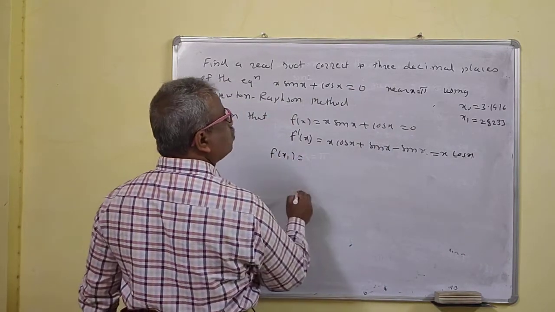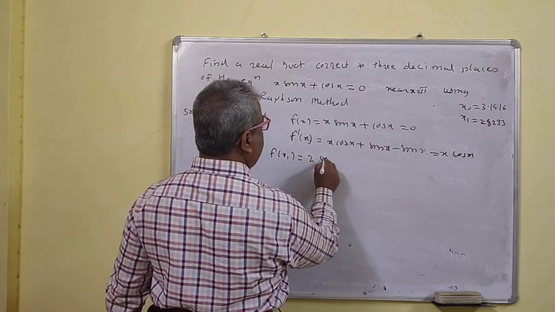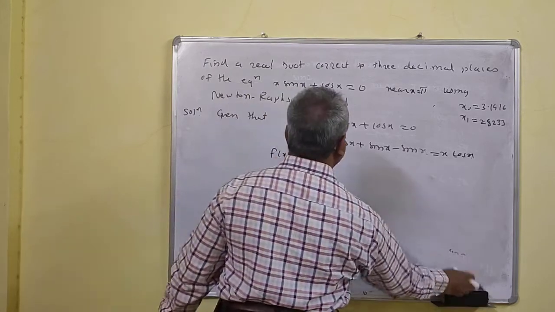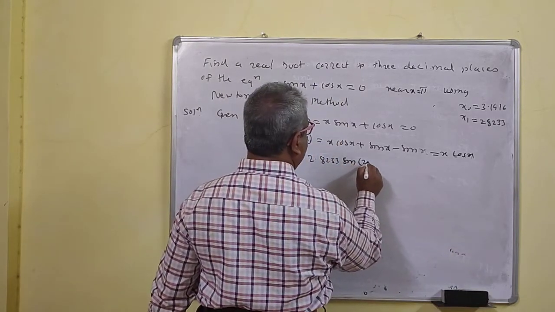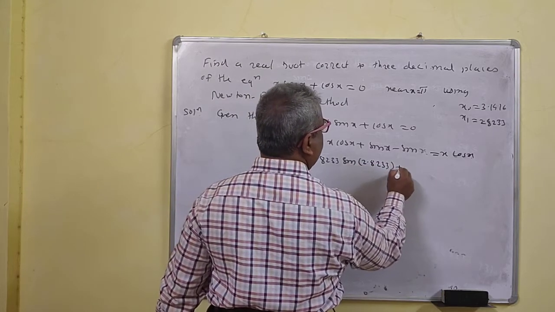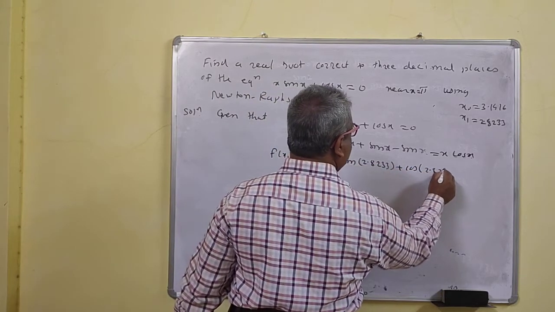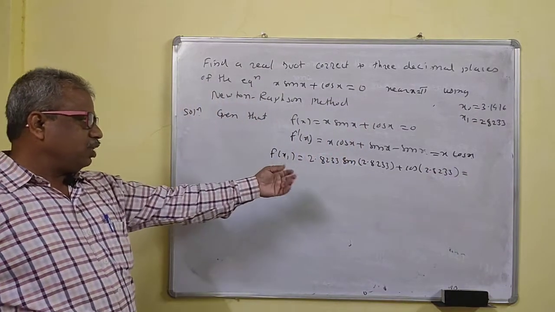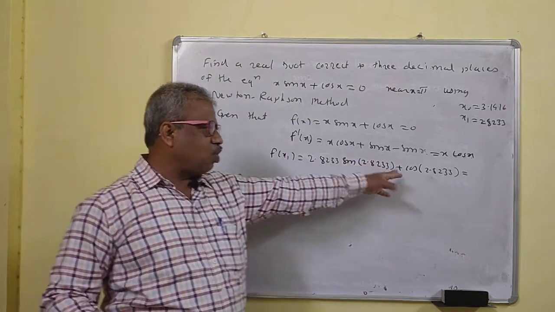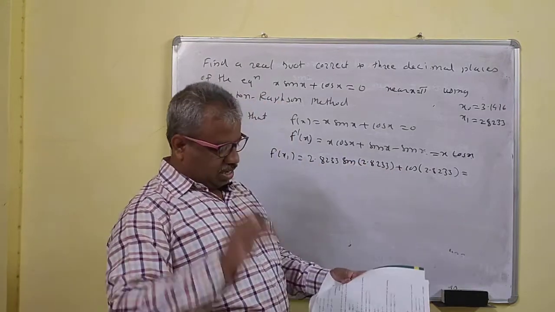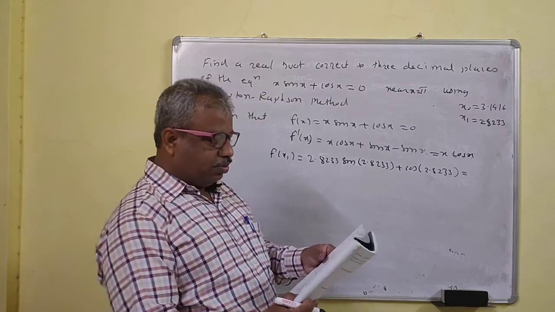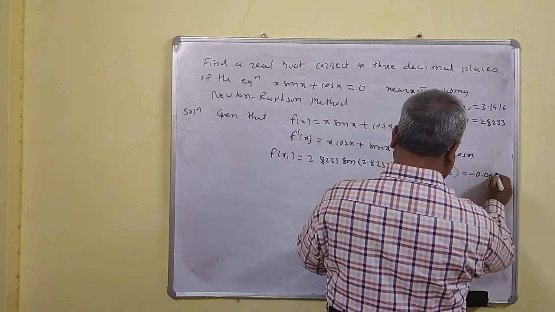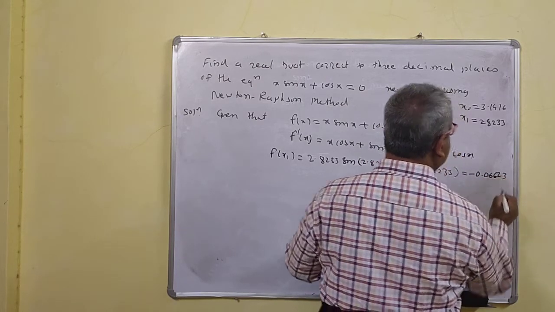Now f of x1. It is sine of 2.8233 plus cos of 2.8233. Just type sine bracket 2.8233 plus cos bracket 2.8233 and press equal to. Then the value will be minus 0.06623.